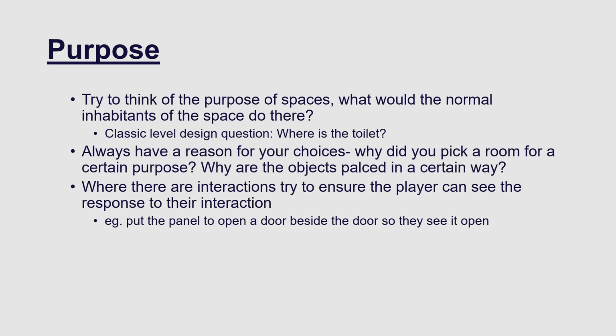And this goes back to always having a reason for your choices. Why did you pick a room for a certain purpose? So you might have, let's say, a room where the crew relax on the spaceship. You probably want to think about that as being a pretty central space on the ship. And then you might want to think about why the objects are placed in a certain way.